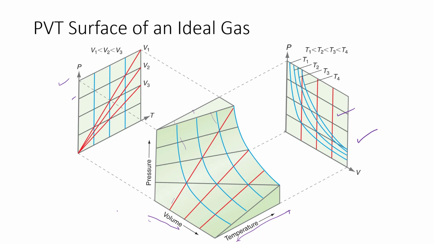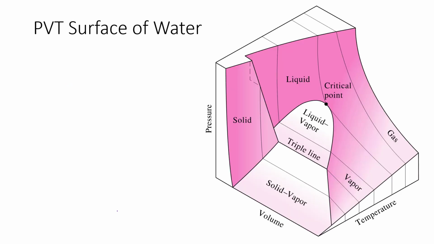So let's look at the PVT surface for water. This is exactly the same kind of diagram that we saw in the beginning. We have vapor phase or gas phase in this region. We have liquid and vapor phase in this region. This is the triple line, and below the triple line we only have solid and vapor.